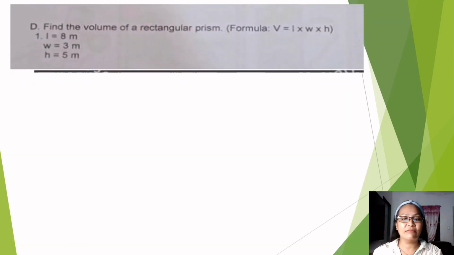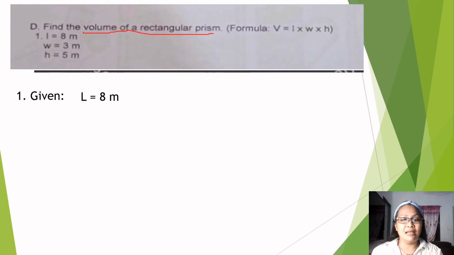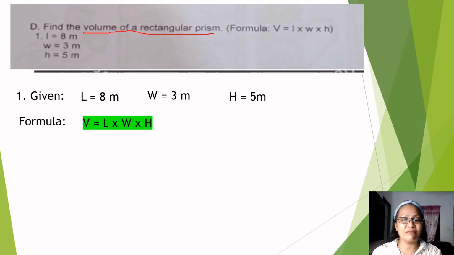Letter D, find the volume of a rectangular prism. So let's find first for the given. Length is 8 meter, width is 3 meter, and height is 5 meter. And for the formula of rectangular prism, we have V is equal to length times width times height, or V is equal to L times W times H.